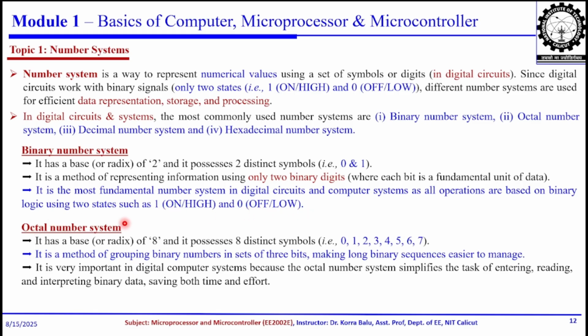And the next number system is the octal number system. It has a base or radix of 8 and it possesses 8 symbols, that is 0 to 7. It is a method of grouping binary numbers in sets of 3 bits. Here each digit has 3 bits. So if I represent 0 in the octal system, it is 000. If I represent 1, it also has 3 bits, making long binary sequences easier to manage. It is very important in digital computer systems because the octal number system simplifies the task of entering, reading, and interpreting binary data, saving both time and effort.